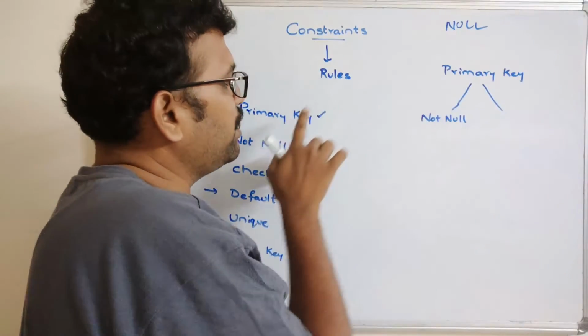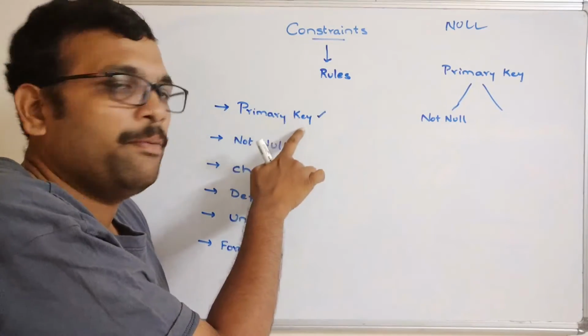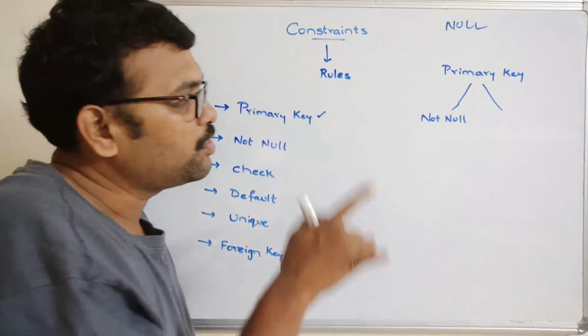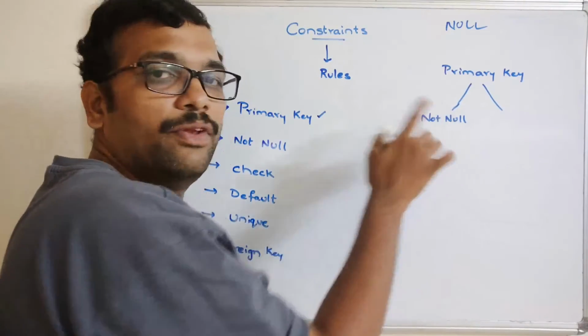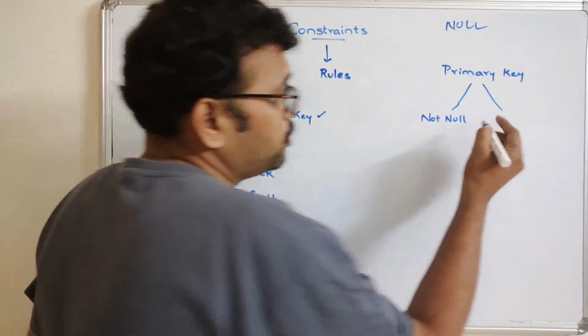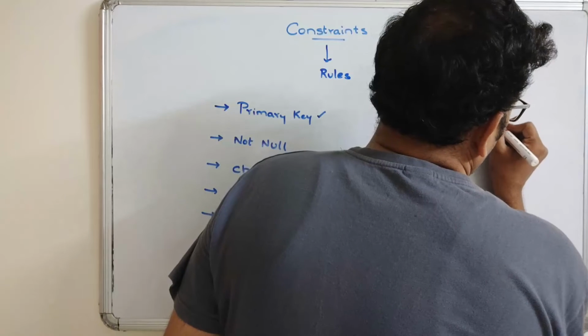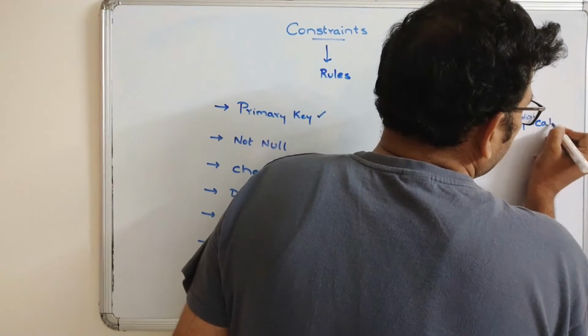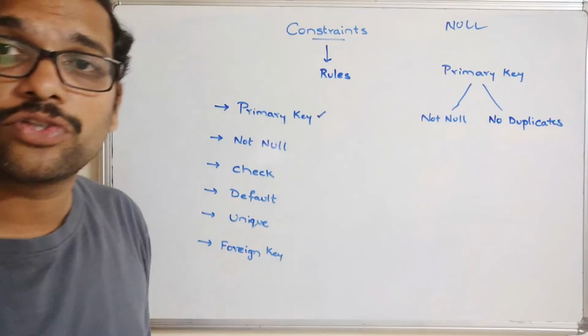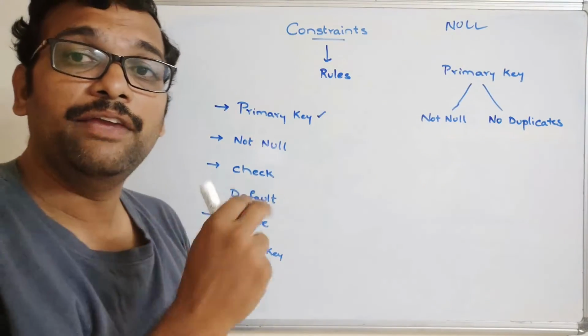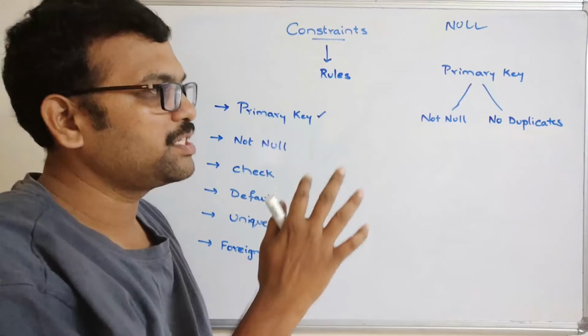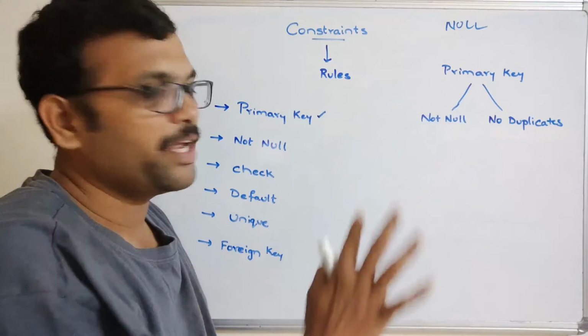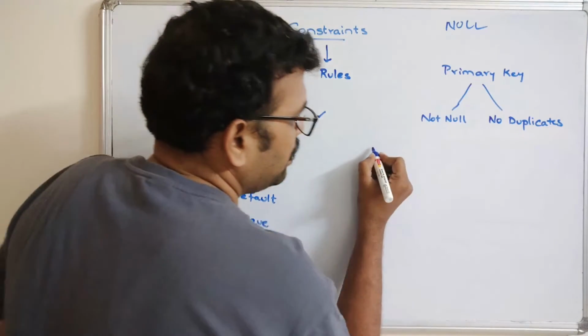So if you give the constraint primary key for any attribute, by default not null will be applied, and also no duplicates. Duplicates are not allowed. If any attribute is given as a primary key, duplicates should not be allowed. So let me explain here.